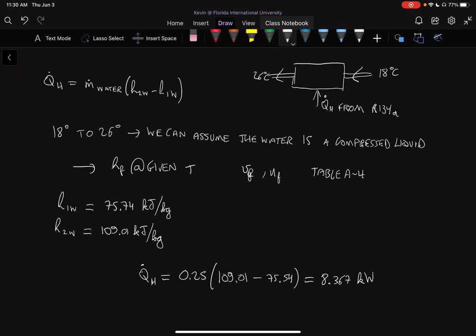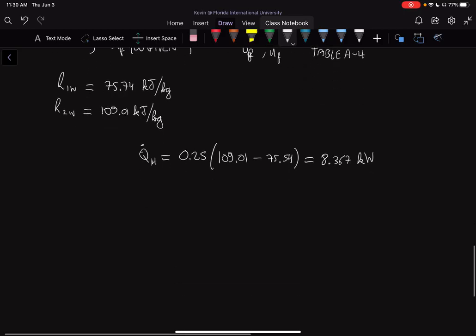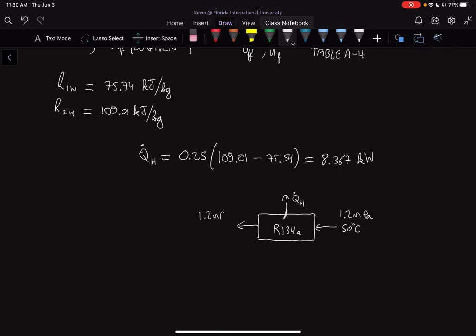Now that we have our Q dot H, we can look at our system from the other side. We can look at our system in the heat exchanger from the side of the R134A. What it's doing is transferring heat out. Our Q dot H is coming out of R134A, going into the water. And we know that the R134A is coming in at 50 degrees Celsius, 1.2 megapascals, and is coming out at 1.2 megapascals, and again, 5 degrees subcooled, which we'll find in a second what that means.